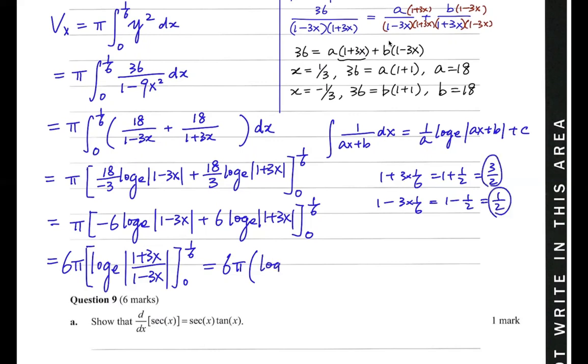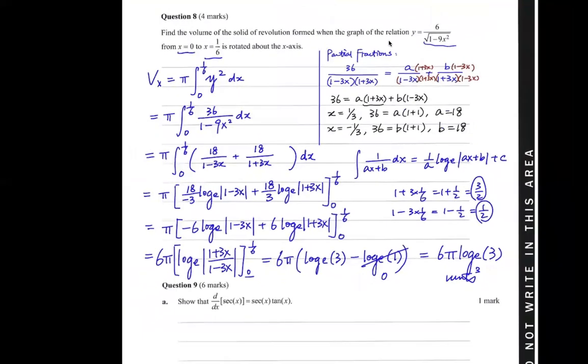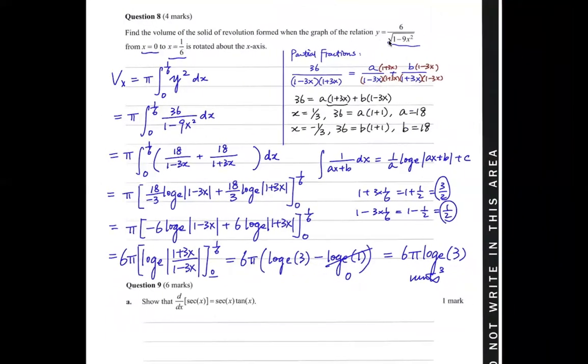So log e 3 minus, if I substitute 0 here and here, that will be log e 1. Get rid of that because that's 0. So the final answer is 6 pi log e of 3 units cubed. Not a bad question. Simple and easy.